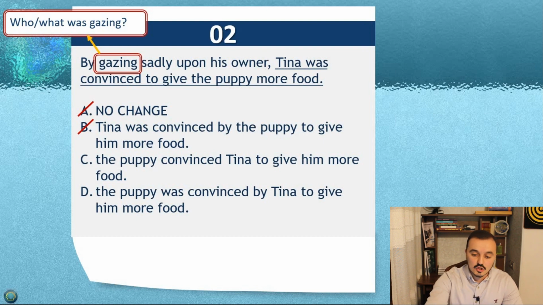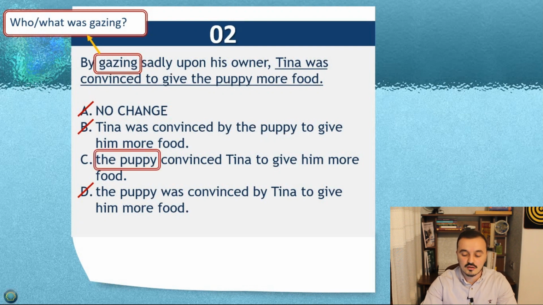Look class, after the comma, it's obvious that the puppy did the action. So D is out because in D, the puppy received the action. When you say D, it doesn't make any sense, again, because the puppy did the action. So D is out. It takes me to C. The puppy convinced Tina to give him more food.